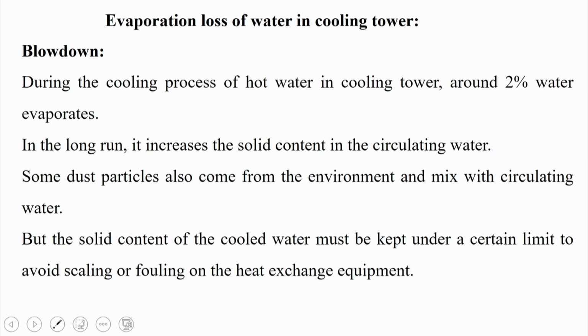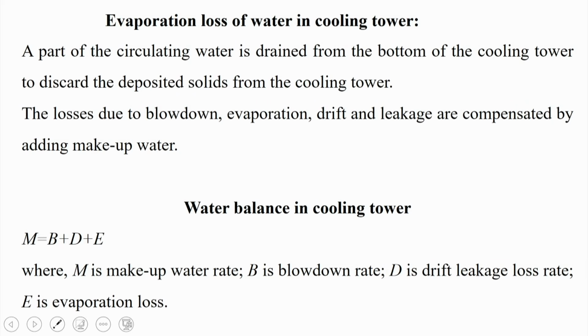So, a part of the circulating water is drained from the bottom of the cooling tower periodically to discard the deposited solids, and the losses due to blowdown, evaporation, drift and leakage are compensated by adding makeup water. This makeup water is added at maybe 1 or 2% of the total water flow rate. So, we can easily do the water balance in the cooling tower like this.